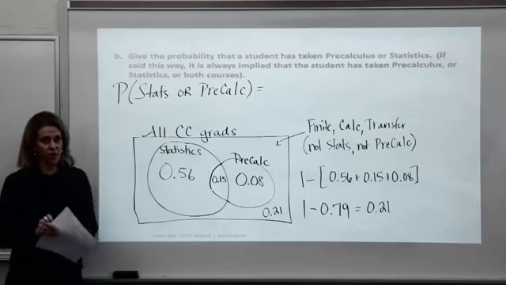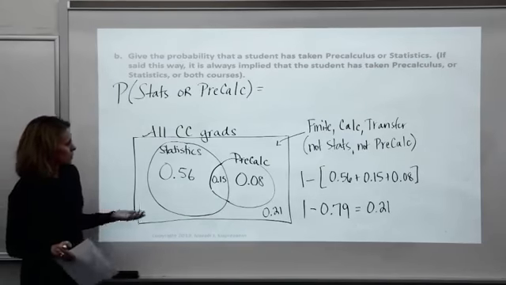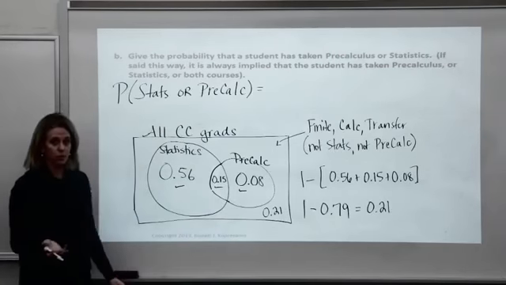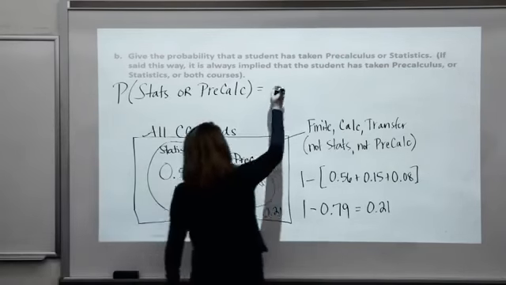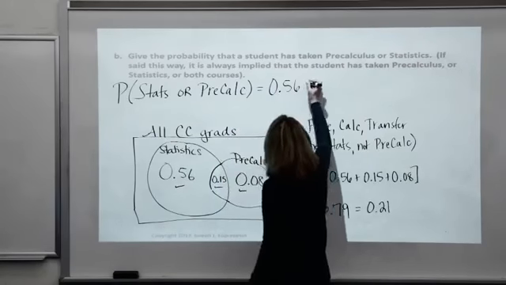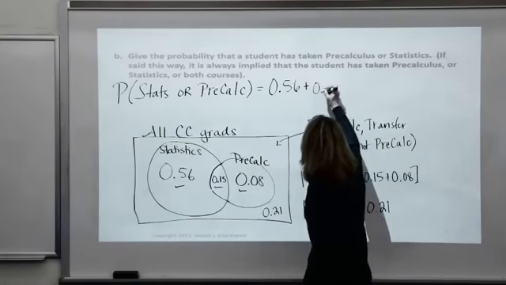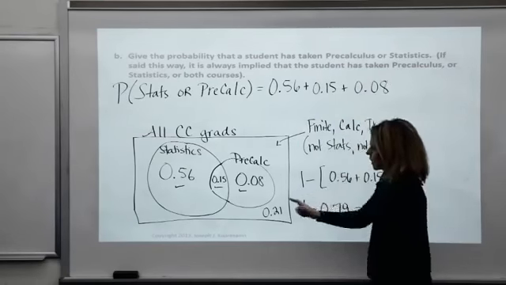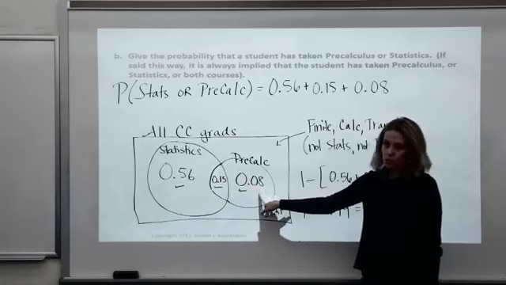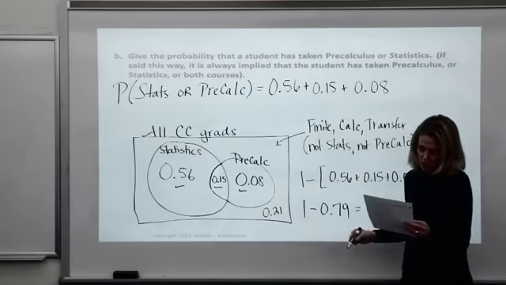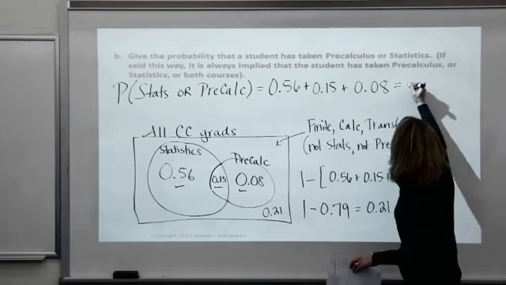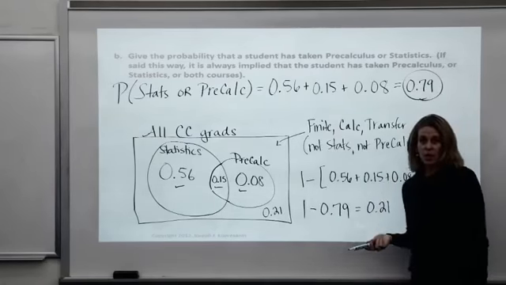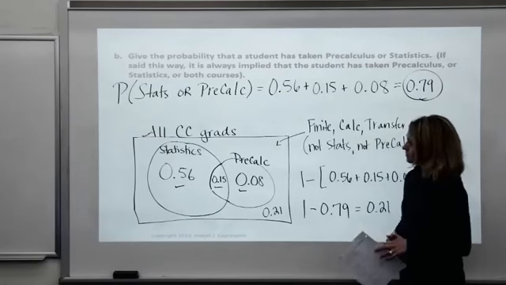first let me do this with the Venn diagram, then I'll come back and use the rule. Using the Venn diagram, that's the students here, here, and here. We could just simply sum up those 3 probabilities. So this is the likelihood a student took statistics, or took pre-calc, or took both. And if you sum those up, the probability is 0.79 or 79% chance.